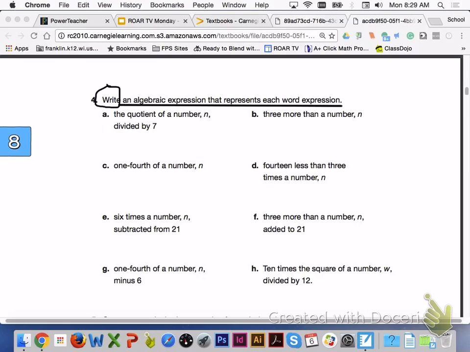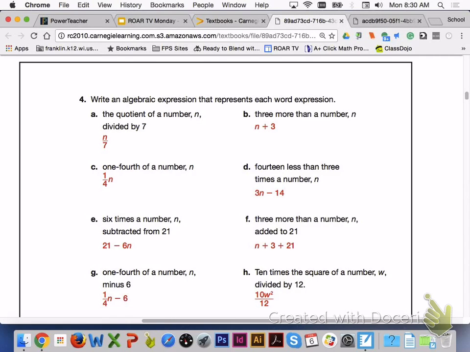Please turn to page 538 and answer number 4, letters A through H with your group members. For number 4, letter A, the algebraic expression n divided by 7, B, n plus 3, C, 1/4 times n, D, 3n minus 14, E, 21 minus 6n, F, n plus 3 plus 21, G, 1/4 n minus 6, and H, 10w squared divided by 12.